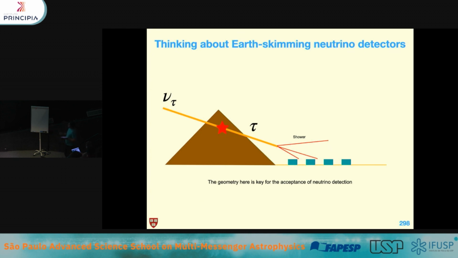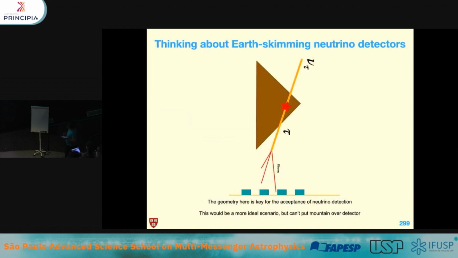But one problem here is that geometrical acceptance is key for the neutrino detection. So what you actually would like to have is something like this, where you have your mountain like that, and your array like here, and then all of your neutrinos are coming like that. But this is not very practical.